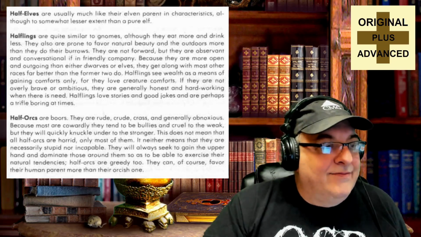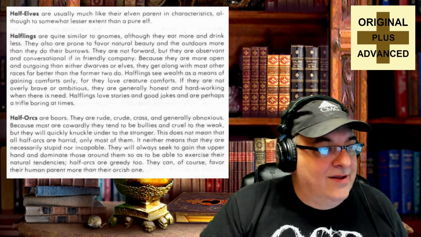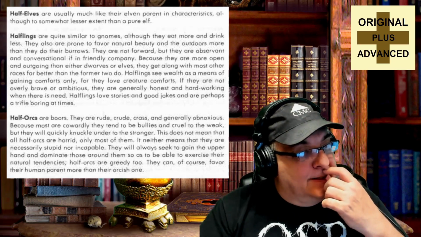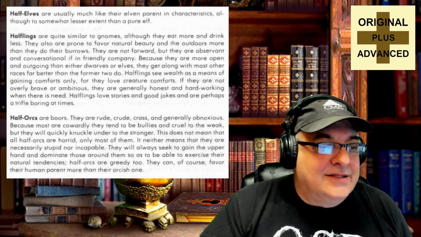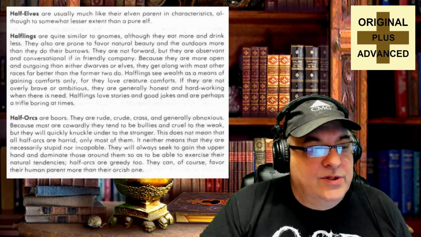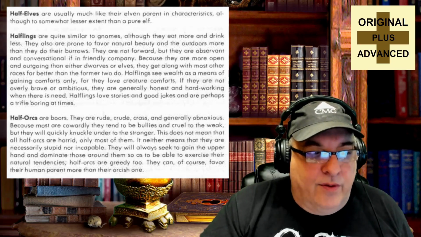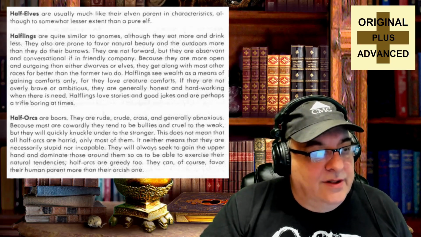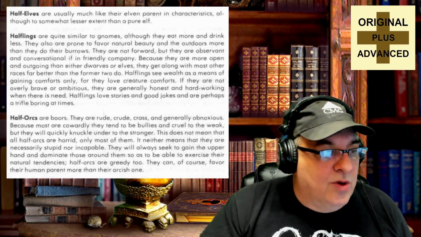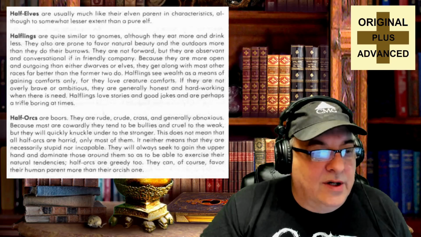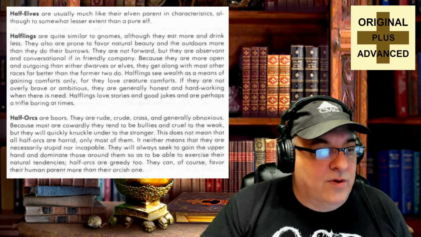We've got to describe halflings in comparison to gnomes, even though halflings have been around longer as far as the game is concerned. They are quite similar to gnomes, although they eat more and drink less. They also are prone to favor natural beauty in the outdoors more than they do their burrows. They are not forward, but they are observant and conversational, if in friendly company. Because they are more open and outgoing than either dwarves or elves, they get along with most other races far better than the former two do.